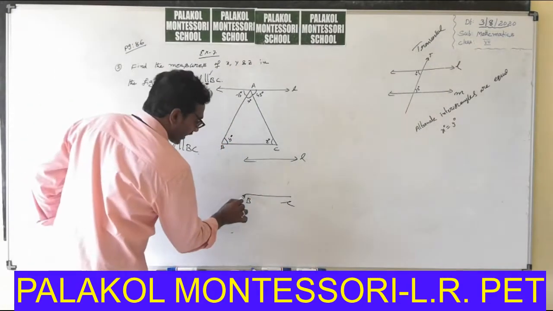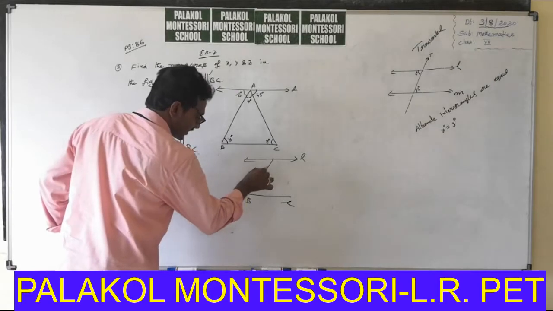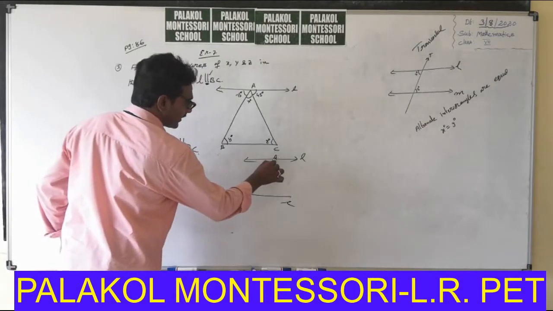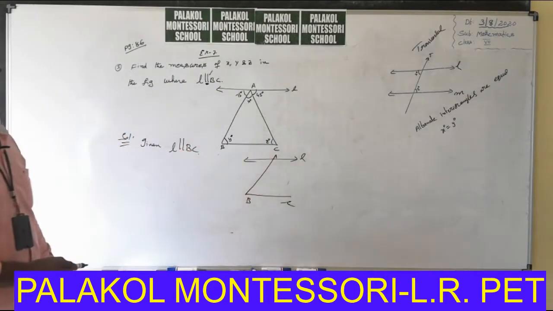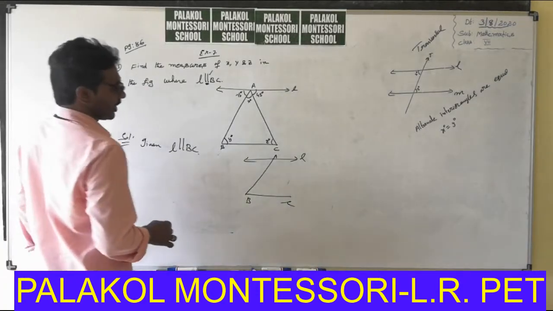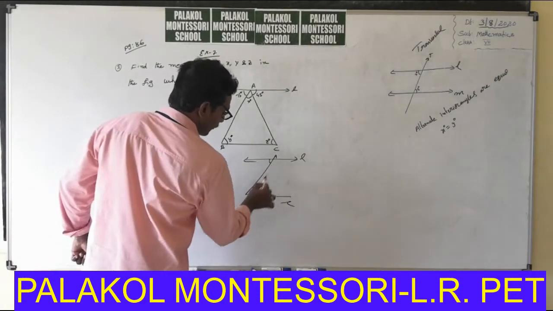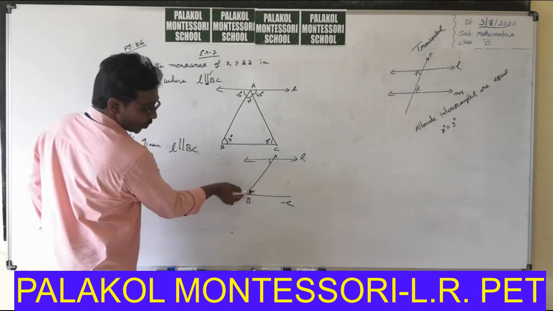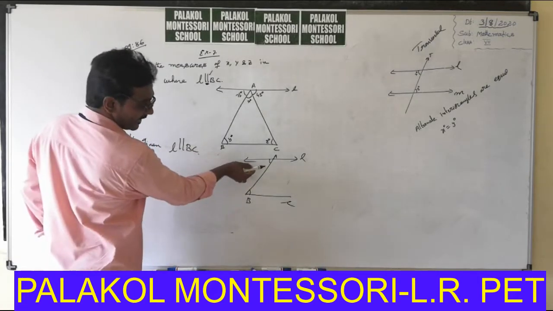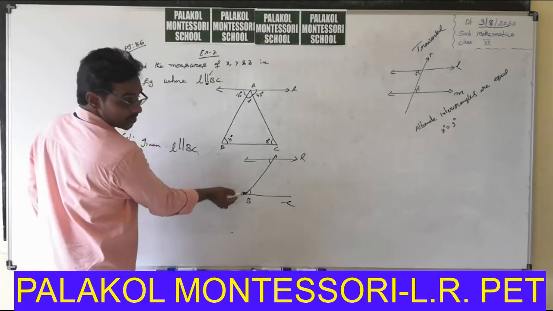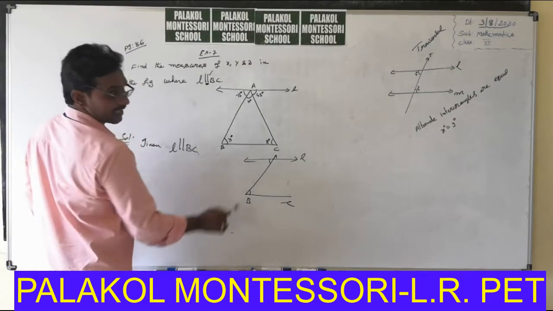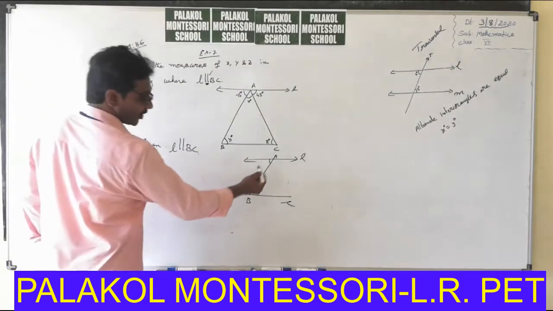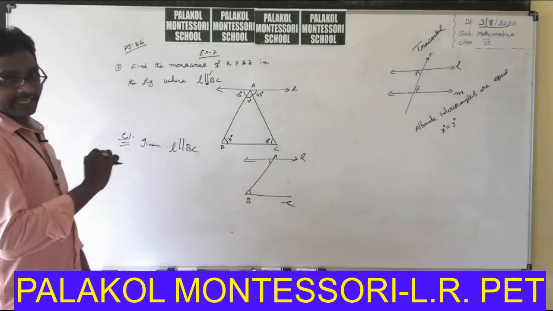I draw one line from B. This line intersects L at one point. That point is A. Guys, observe here: this line forms two angles. One angle is on the upside and the other on the downside, on opposite sides of that line. The two angles are interior angles.